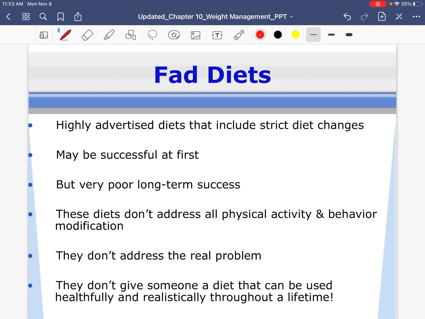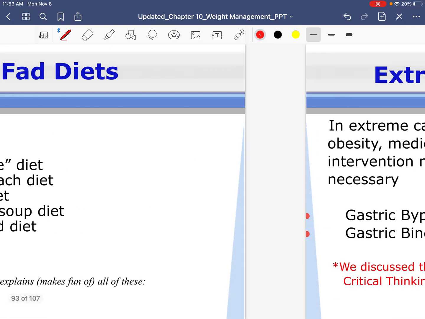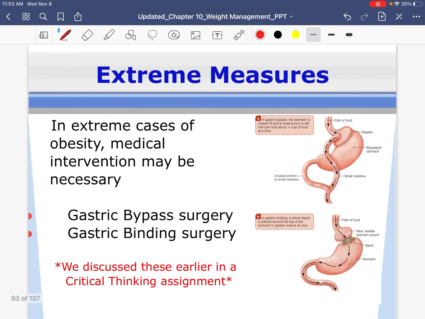All right, so we have a couple of miscellaneous topics. Here we go. Fad diets. At the very beginning of the semester, I talked about asking you to be a skeptical consumer. These people want to make money, and that's their goal, not your health. Something that claims something really outrageously good in so quick of a time. If it sounds too good to be true, it usually is. They oftentimes don't address the real problem, and they're not going to lead to long-term success.